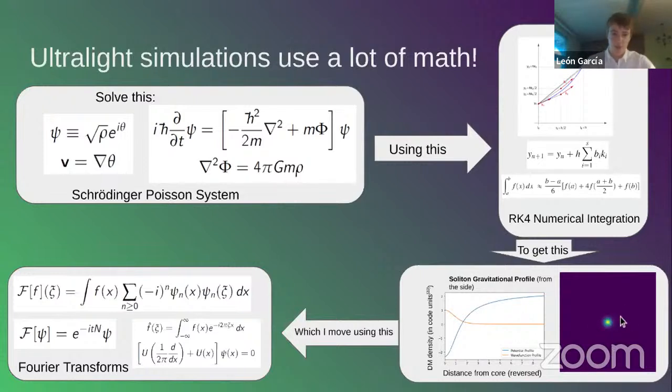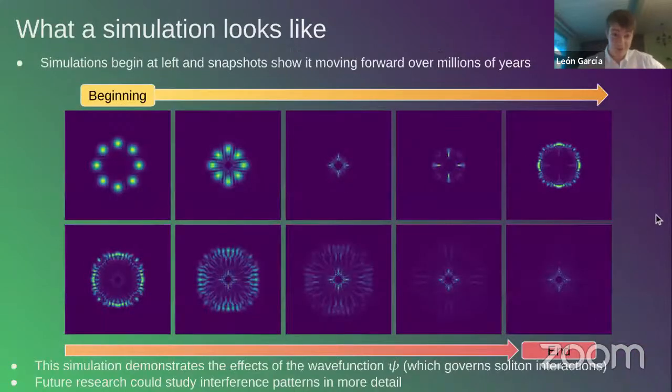So the way that you can get them to both move and be governed by the laws of wave mechanics is by using these things called Fourier transforms, which I use the package PyFFTW, or Python Fastest Fourier Transform in the West, which is kind of a funny name. But these fast Fourier transforms move these waves around to get them to interact with each other to simulate how a galaxy behaves. So that was a little bit of a mouthful, but this is what a simulation looks like.